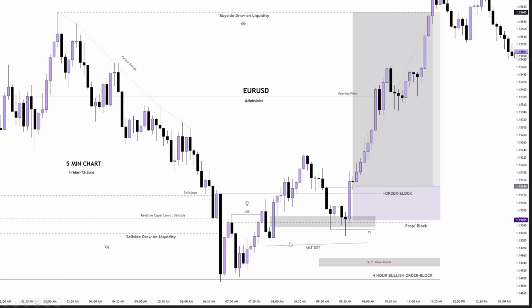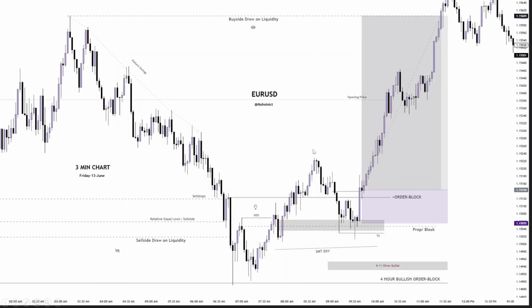You see? Then we get the entry inside silver bullet right here. If you look at this chart on 3-minute, it looks just like this. It's a lot more clear. You can see a lot more details right here. These are all failure swings, which is a very good type of liquidity to trade.